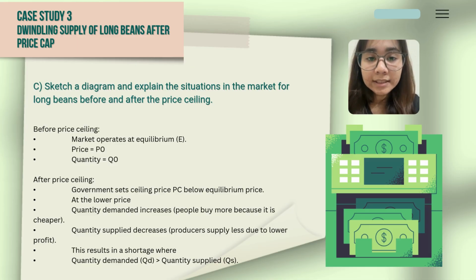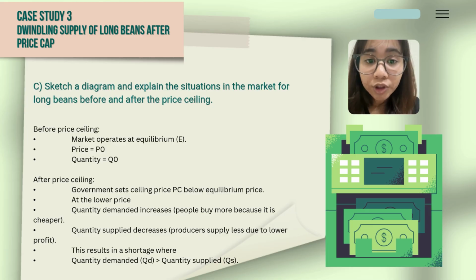After the government sets the ceiling price, the maximum price sellers can charge is PC, which is below the equilibrium price P0. At this lower price, the quantity demanded increases because the good is cheaper, while the quantity supplied decreases because producers earn less profit than usual. This creates a shortage in the market where quantity demanded QD exceeds quantity supplied QS. In microeconomics, this is a classical example of a binding price ceiling.